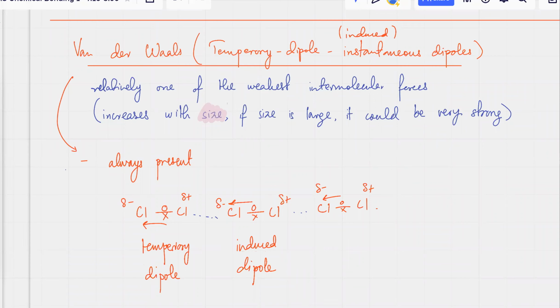Abdullah, is this clear? Yes, sir. Okay, let's continue tomorrow with the same thing. We'll probably be done with this. Tomorrow we'll do past paper questions on intermolecular forces. Okay, then take care.